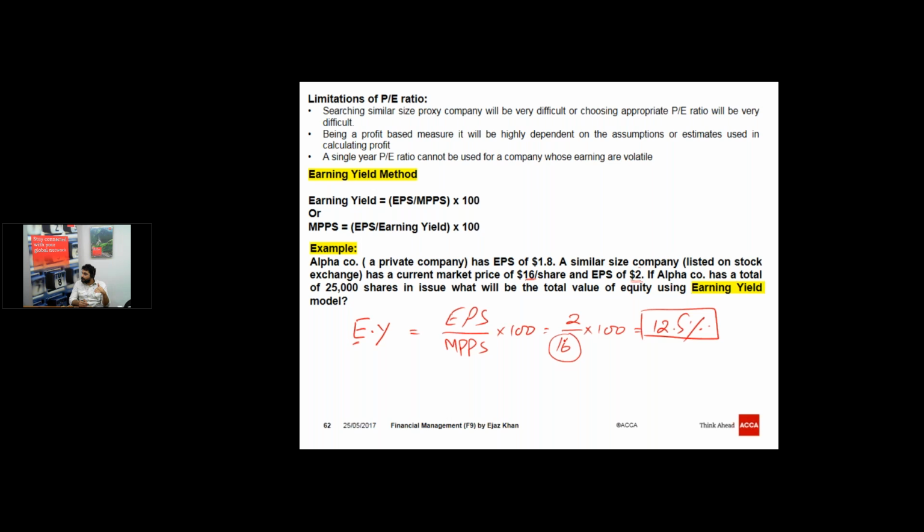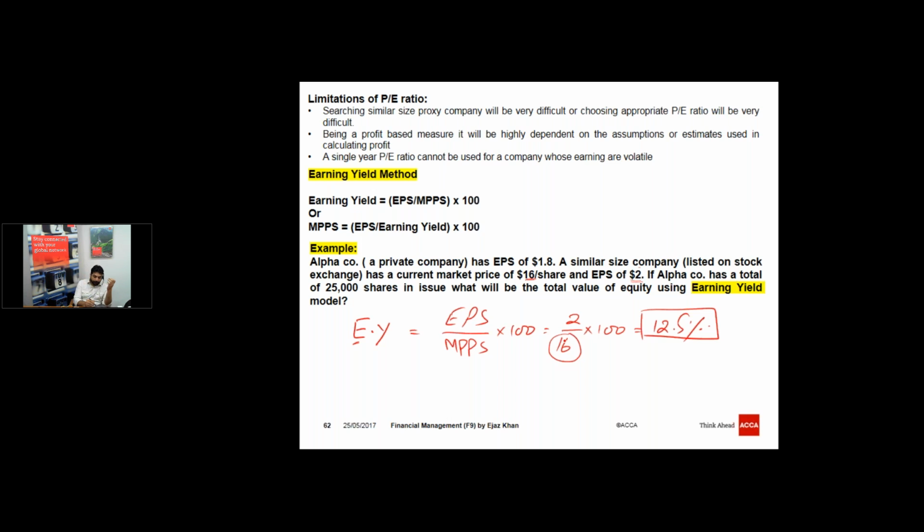What if the similar company's EPS is not given? It's not possible. This is very important to calculate the earning yield. If the EPS is not given, they might have given the earning yield. If we have the earning yield, we will directly use it. We don't need EPS then. All we need EPS for is to calculate the earning yield.